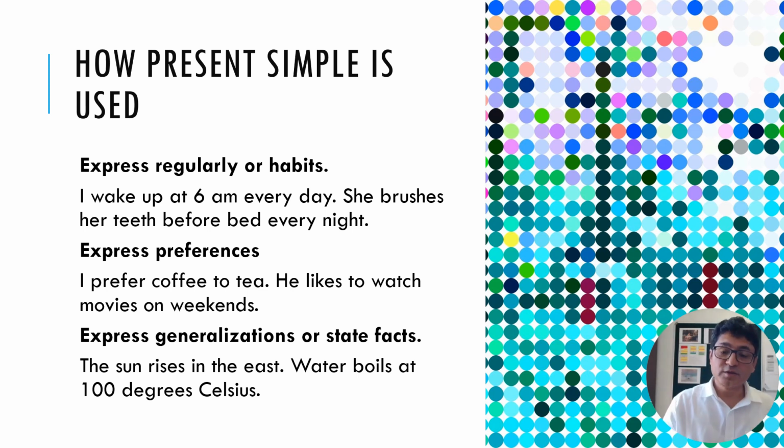When you want to express your preferences, you'll also use simple present. I prefer coffee to tea. He likes to watch movies on weekends. Or if you want to express generalizations or state facts, you'll use present simple tense. The sun rises in the east. Water boils at 100 degrees Celsius.